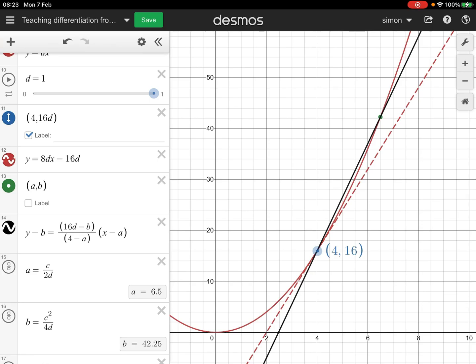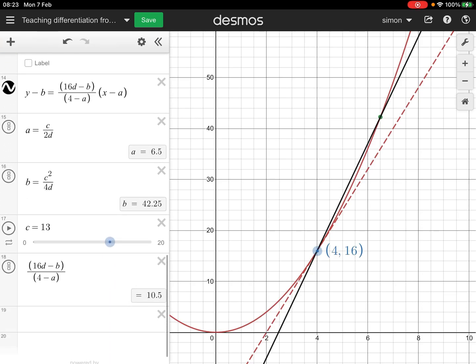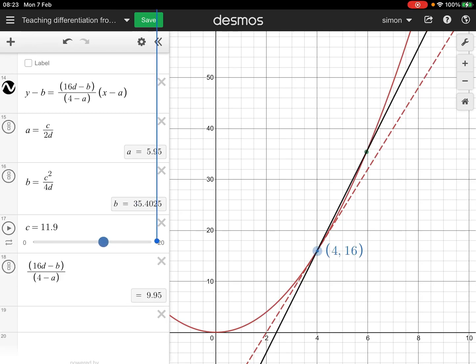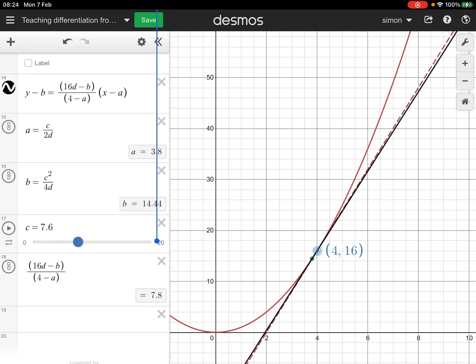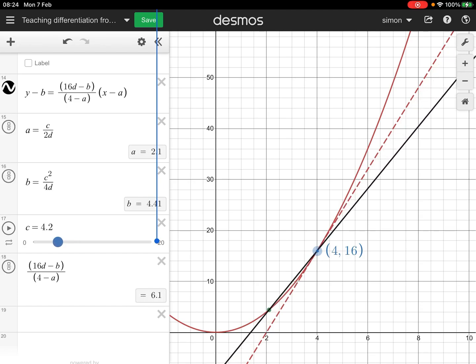But how can I make my estimate a bit better? Well, that's pretty easy to do. All I need to do is move my point closer to the original point and watch my line get closer and closer to what the actual gradient is. Now, look what happens when I actually arrive at the point. The black line actually disappears. I want to think about why. It then comes back again, and my estimate gets worse.